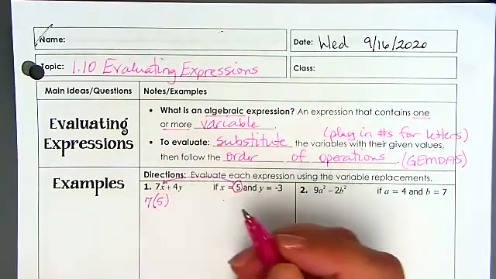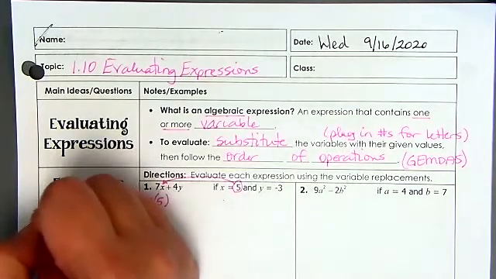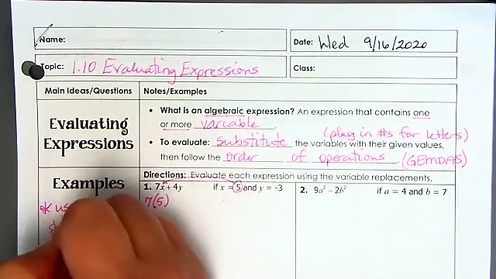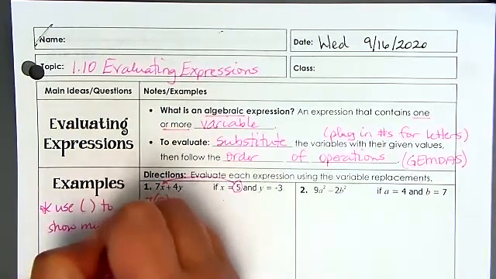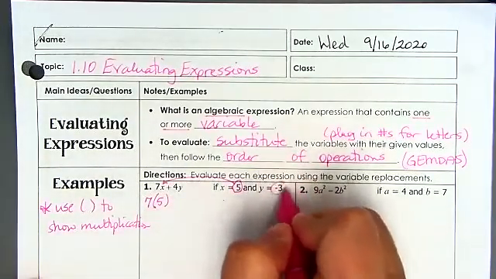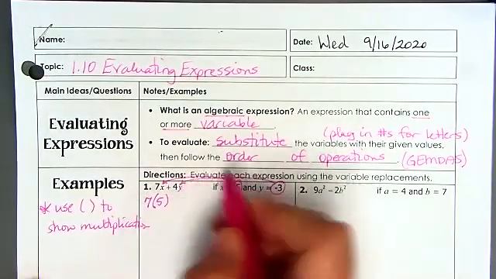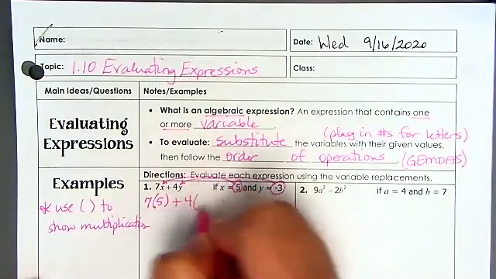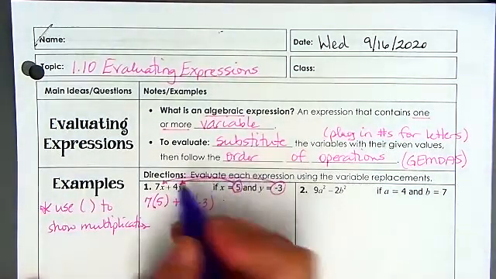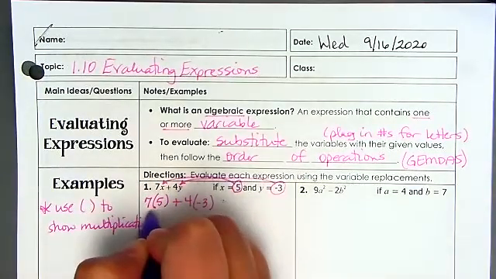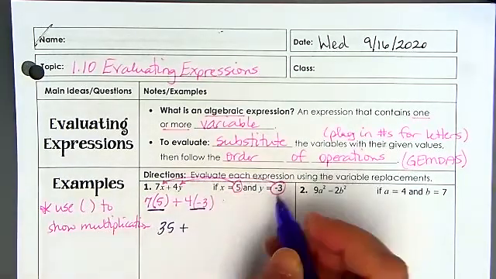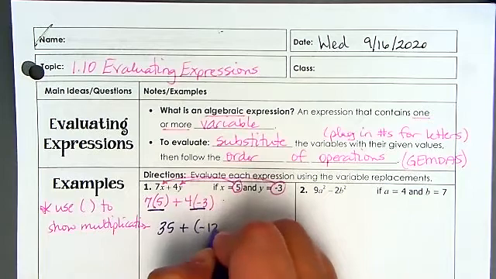Use parentheses to show multiplication. Okay, so then I'm going to have the -3 plugged in for y, plus 4 times -3. And now I follow order of operations. So I'm going to do 7 times 5, which is 35, plus, and at the same time I can do 4 times -3, which is going to give me a -12.